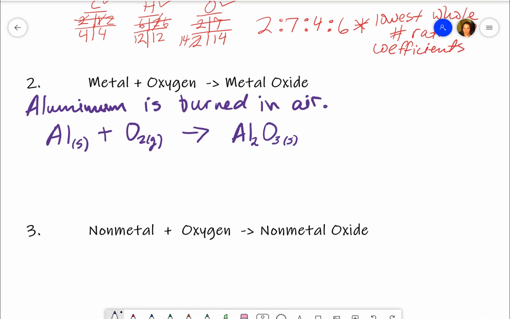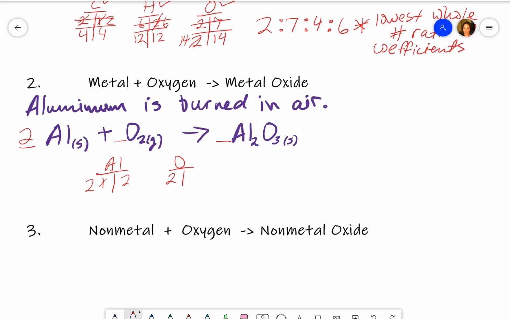Okay, so you see on the left, let me switch to red. So I have aluminum and oxygen. On the left, I've got 1 aluminum. On the right, I've got 2. Okay, so again, I hope you're using a pencil. I'm going to put a 2 on the left, and now I've got 2, and that seems to be right, but let's see if oxygen is the devil.